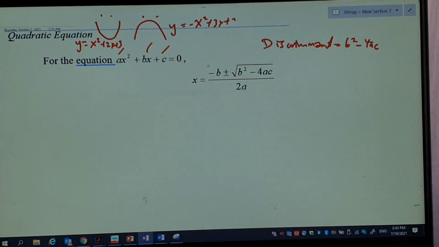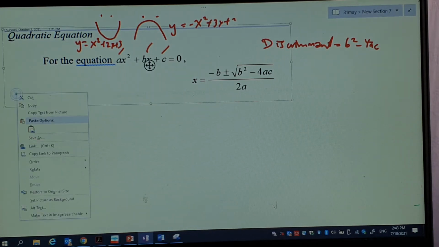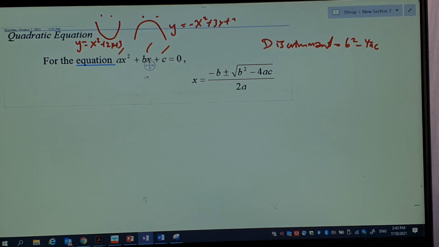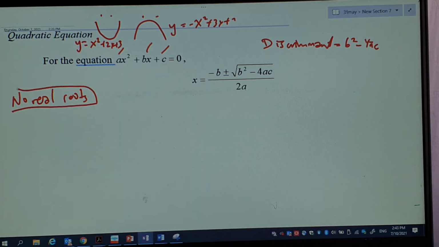The next thing you need to know is whether this equation will have no real roots, or whatever, depending on this thing here. Because it depends on this b squared minus 4ac, we call this thing here a discriminant. It discriminates. It helps us to distinguish whether it has real roots or not.